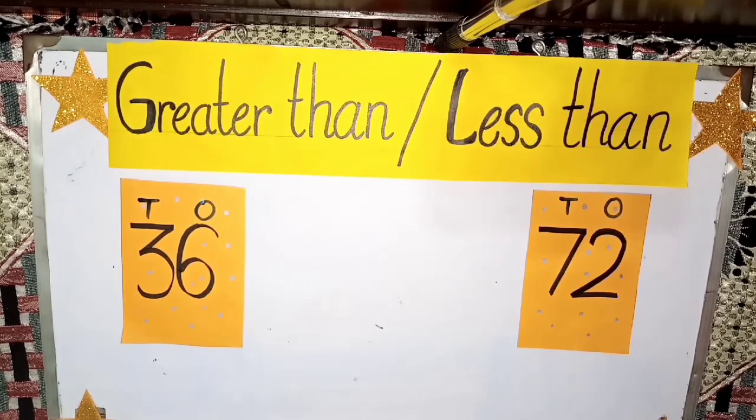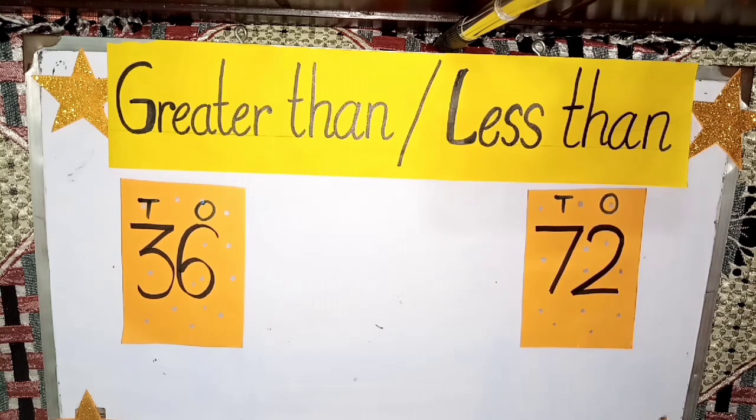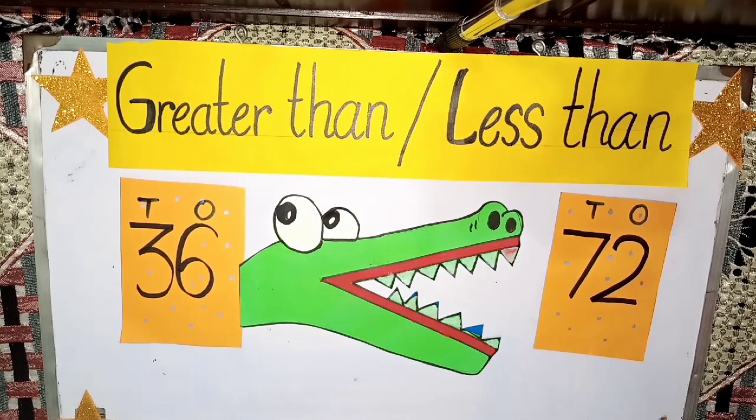Okay children, another example is we are having two numbers 36 and 72. Now tell me which number is bigger. First, you have to check the tens. This number 36 is having 3 tens and this number 72 is having 7 tens. So the number having more number of tens will be eaten by Mr. Crocodile because that will be the bigger number. So which number is bigger? Yes, 72. Now Mr. Crocodile will eat this number 72. Clear?